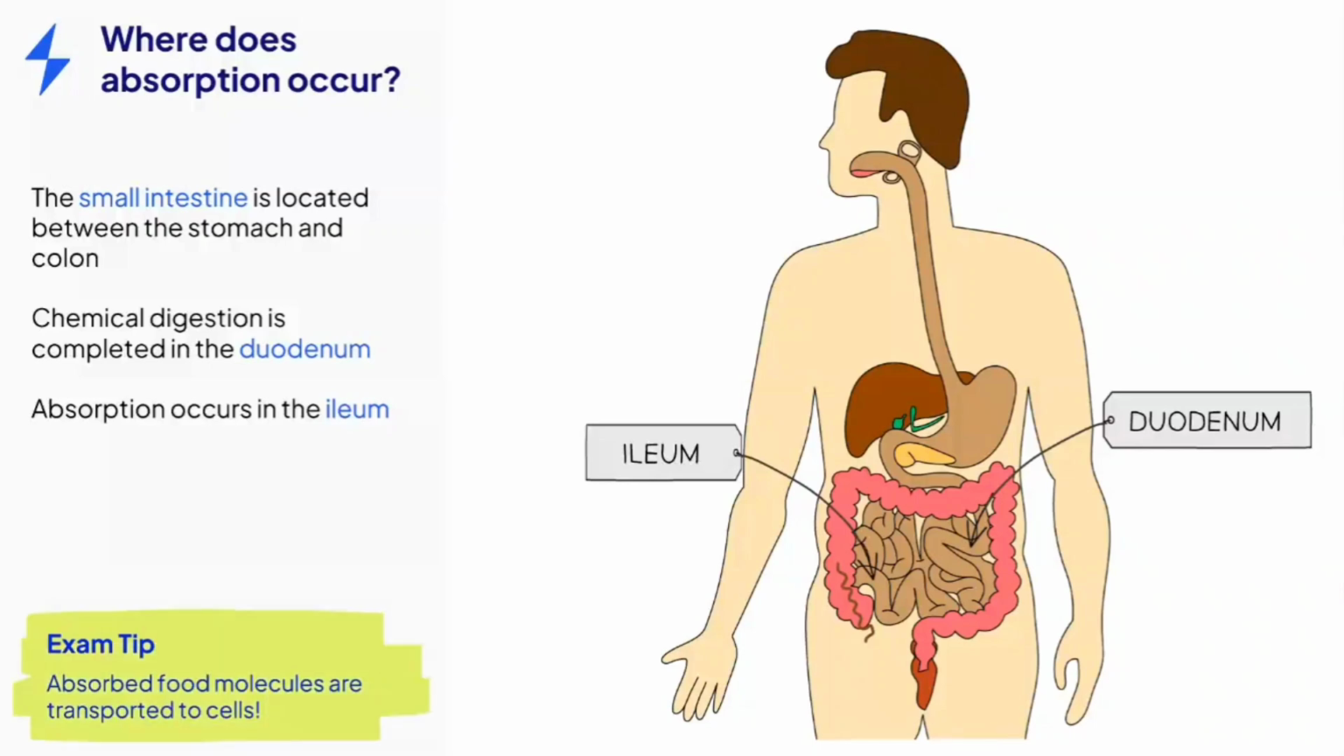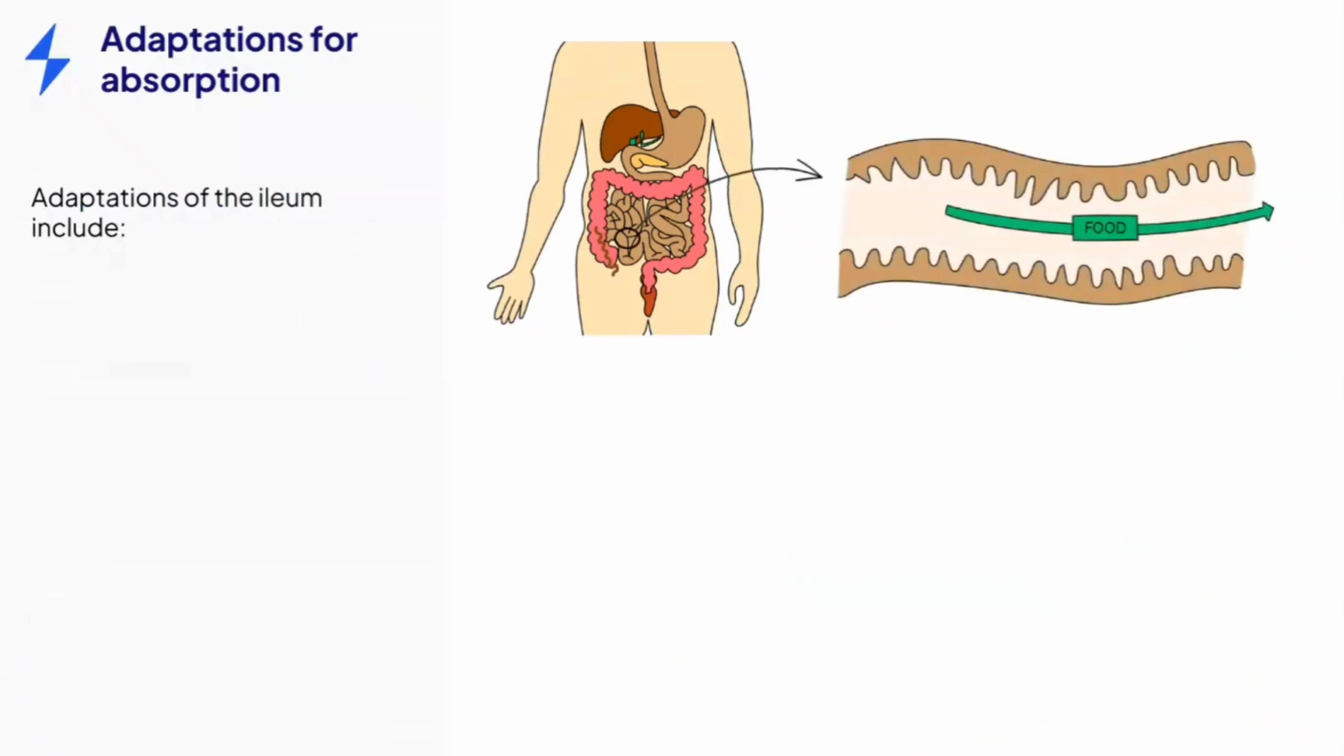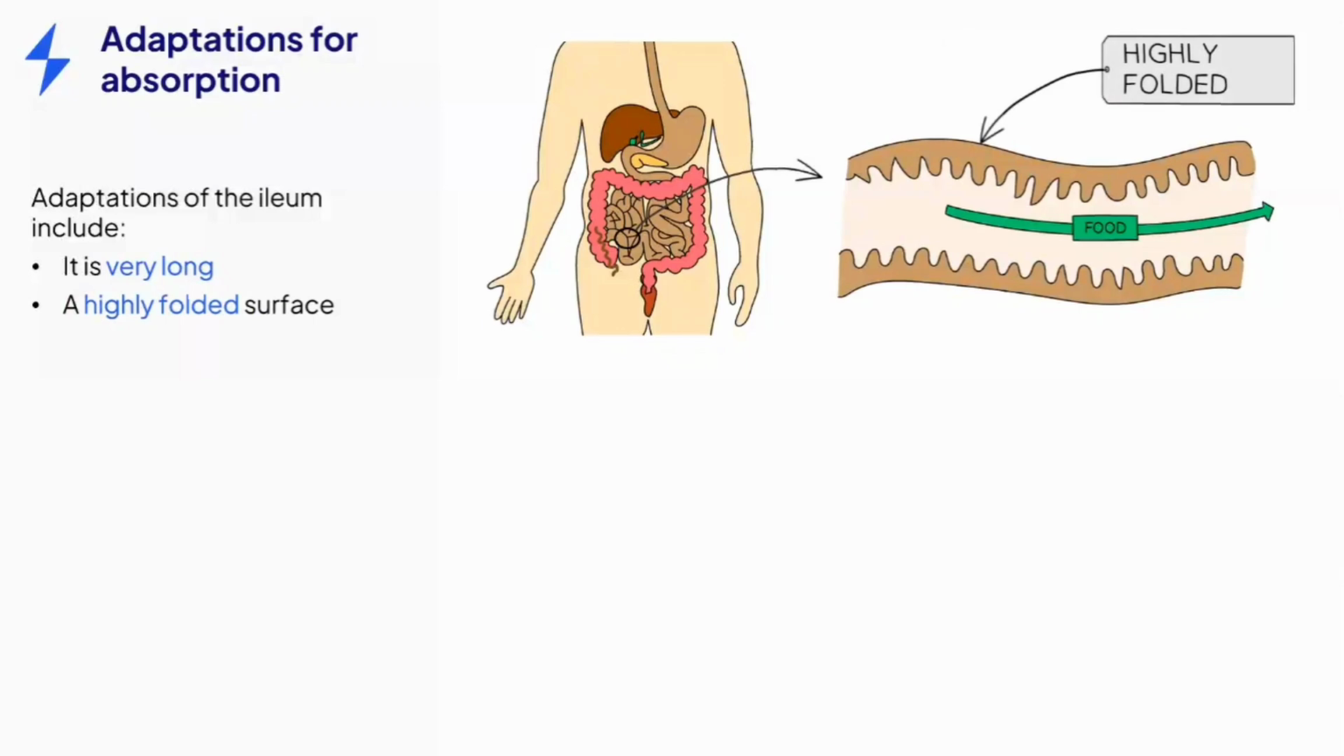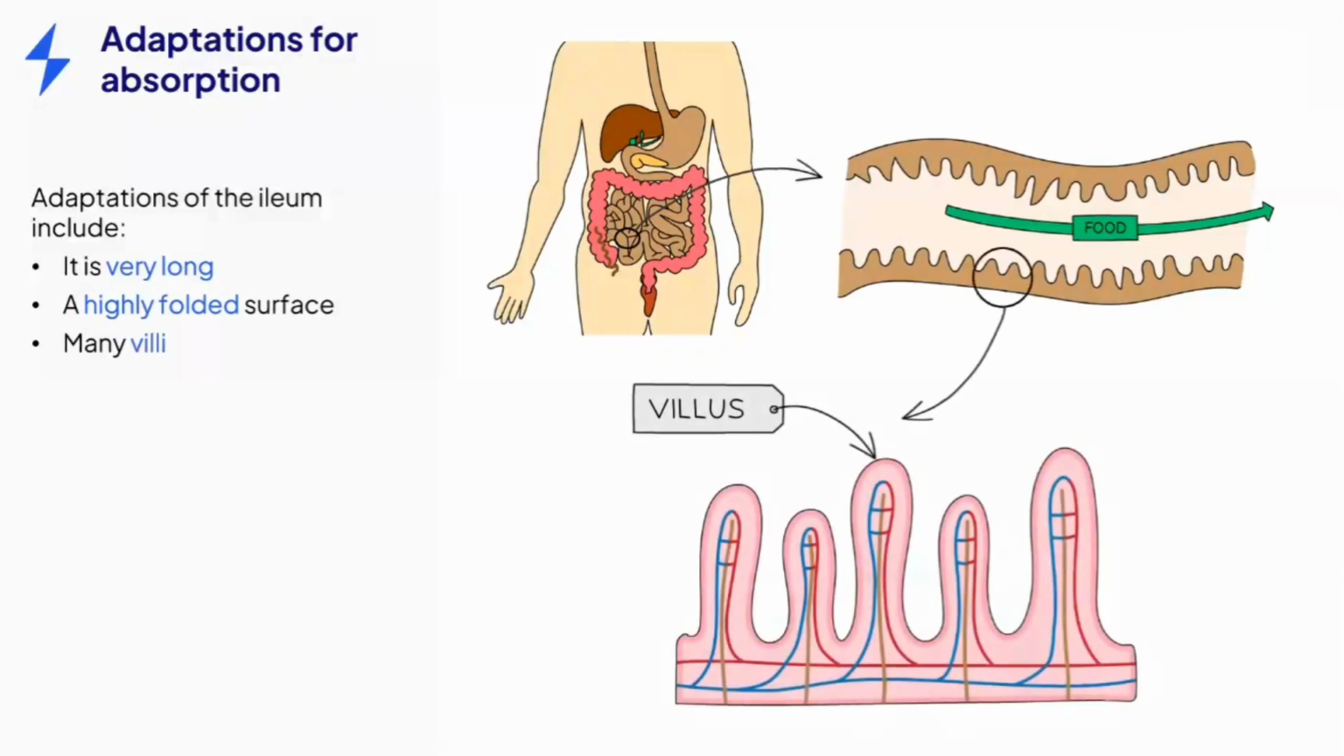From the small intestine, these food molecules can be transported to the cells. The ileum has several absorption adaptations, including its long length, a highly folded surface, and the presence of villi. All of these adaptations will hugely increase the surface area of the ileum, increasing the absorption rate.